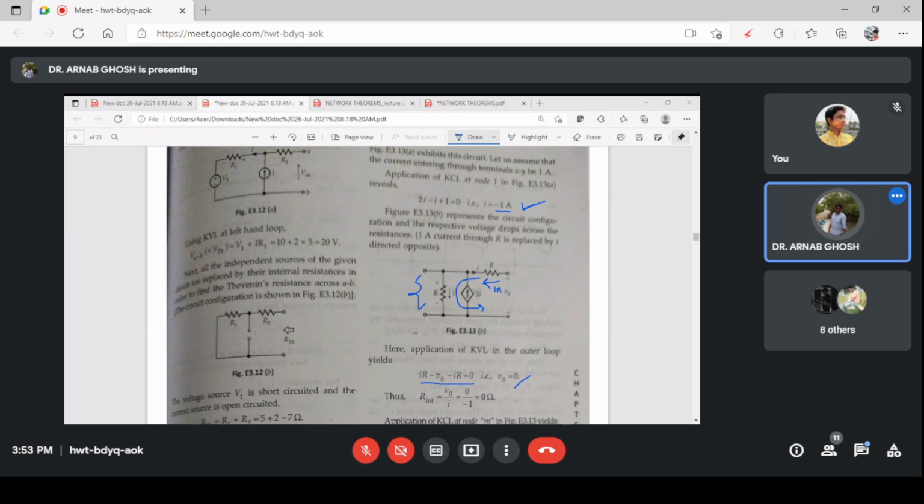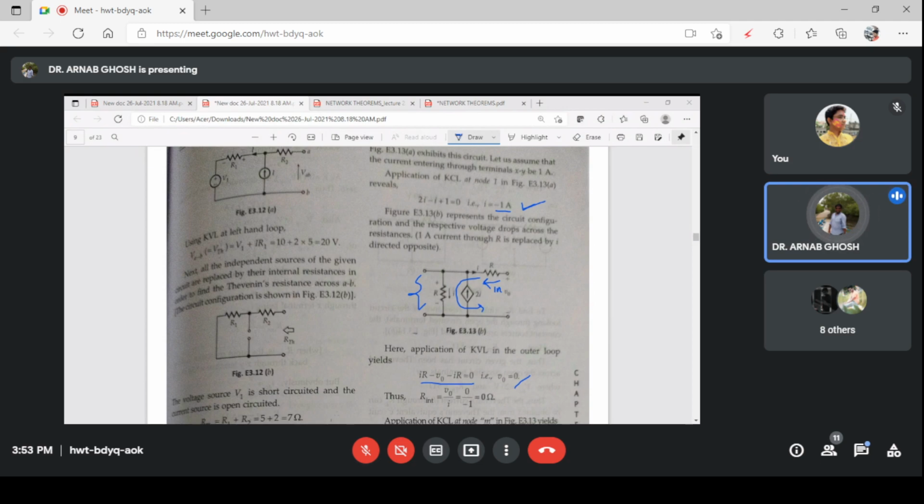At this node, we are applying KVL for this entire loop. Since this is a super mesh, this will be considered as a single loop. So you see I into R plus 1 is plus, this is minus. The current through this will be in this direction, so your VOC will be negative. This is I into R and this is 1 into R.